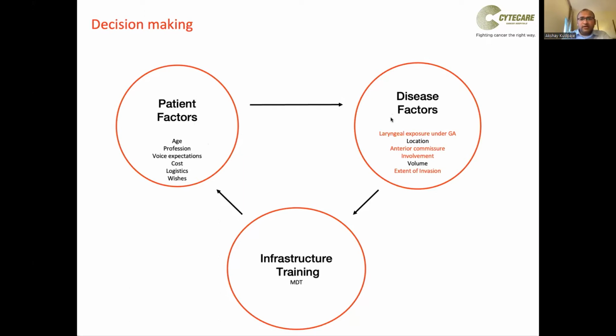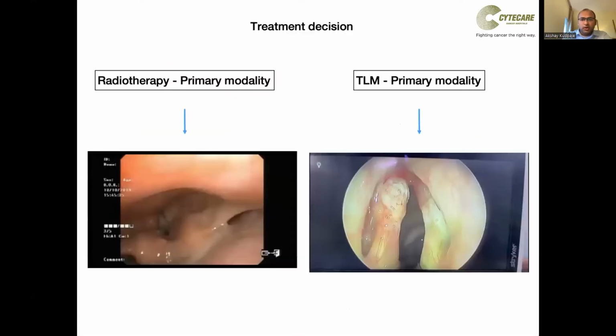In disease factors or the intraoperative factors, there is the suspension laryngoscopy exposure, the extent of the lesion, the involvement of the anterior commissure, as well as the volume, mostly the posterior extent, as well as the depth, that is the posterior paraglottic space and the subglottic extension. And of course, discuss in the MDT and give the options to the patient and make a combined decision of choosing one over the other, because both have reasonably good outcomes.